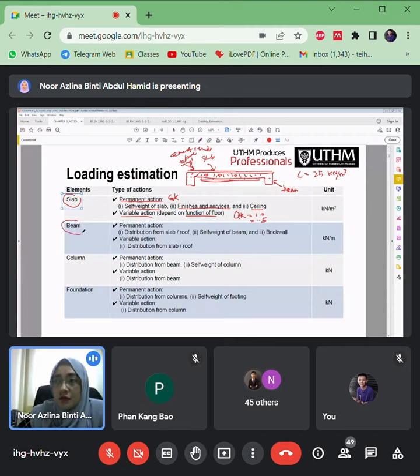Okay, how about the beam here? Look at this beam. So this beam will support the load from the slabs, right? So that's why there will be a permanent load coming from the distribution from slabs, and also from the roof. At the top levels. So all the loads.